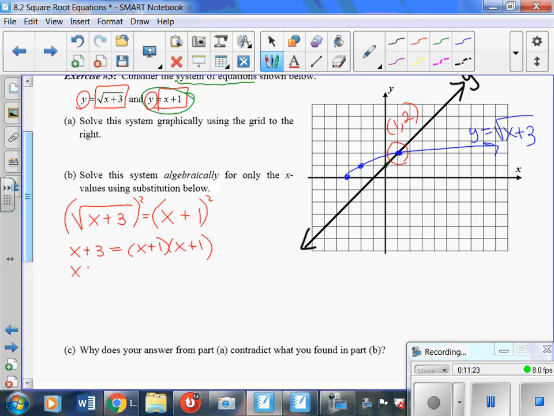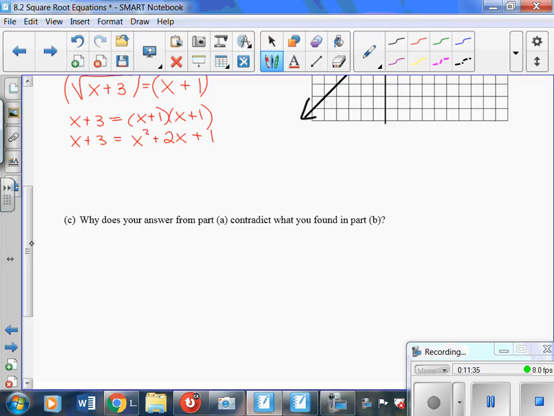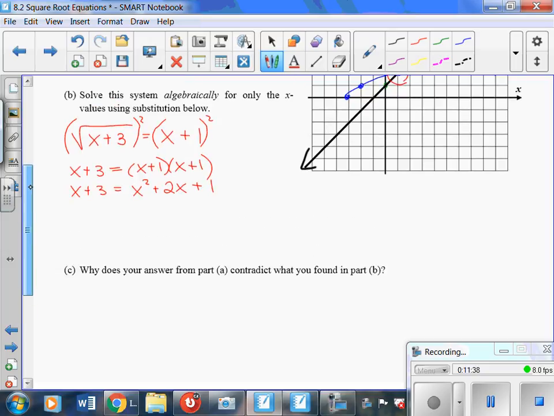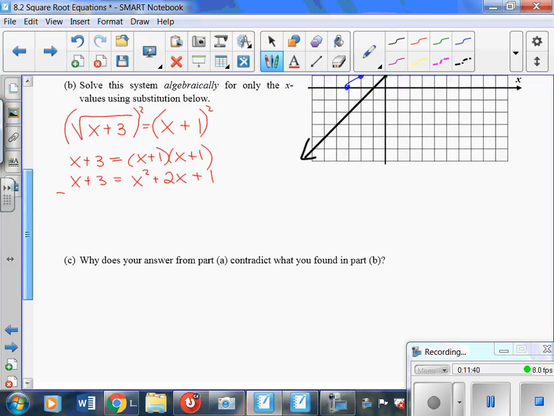Multiply it out, and I get x plus 3 is equal to x squared plus 2x plus 1. Now, we all know how to solve a quadratic. We have to set this equal to 0. So I'm going to bring this x over, and I'm going to bring this 3 over. You do not have to do it in one step, but that's how I'm going to get a 0 on one side. So I'm going to get x squared plus 1x minus 2, and I'm going to put my equals 0 over here now.